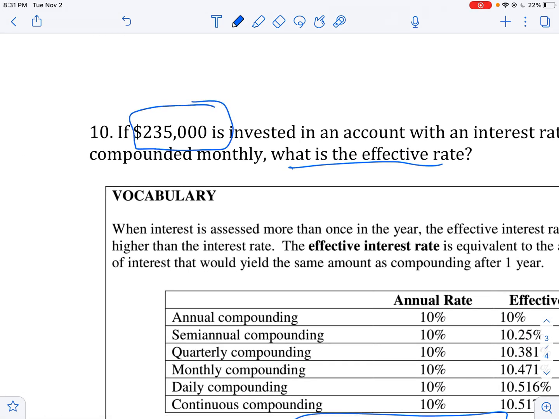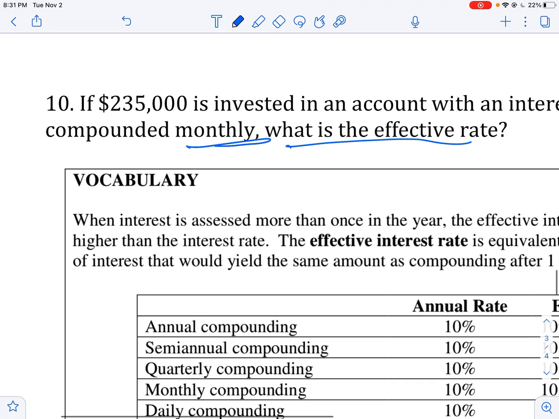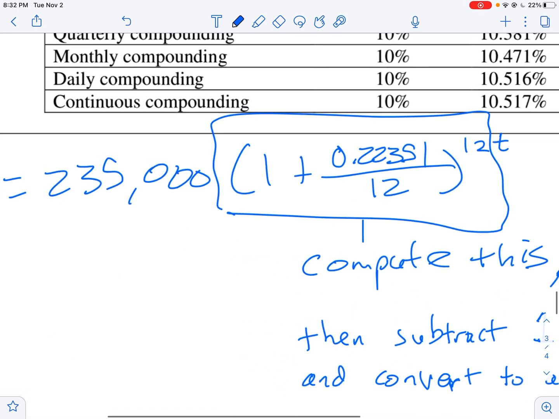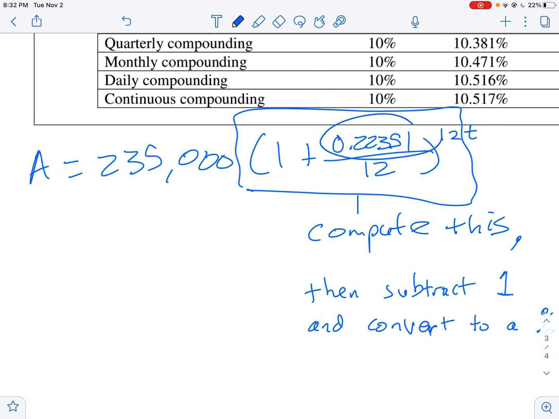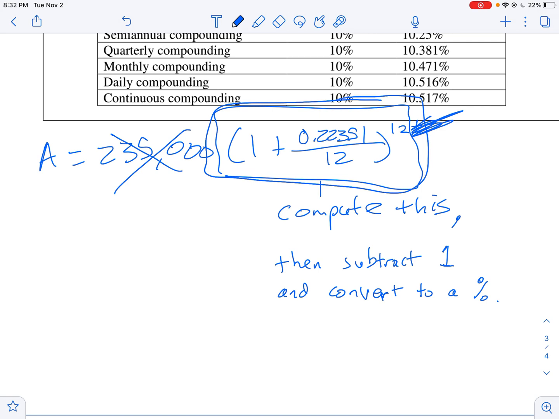So here's my investment, $235,000. I had an interest rate of 22.351%, and it's compounding monthly, so my n is 12. I'm going to start filling this in. Just my normal equation. Here's my interest rate as a decimal, and I've got 12t there. If you want to get the effective rate, you're going to ignore the t value, and you're just looking at what's in the parentheses and then to the n power. This 12 is the number of times it's compounded.